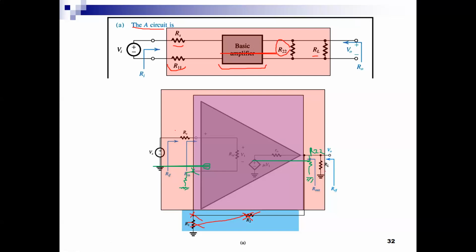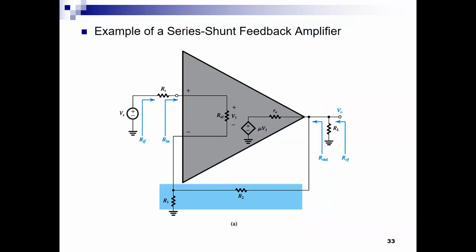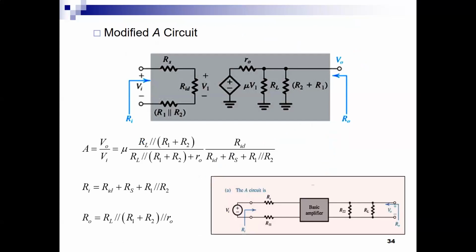Question: where did we put R22 or where did we put R11? Is it clear what the modified A block is now? Now I have a modified A block, which is the amplifier with R22 and R11 added. We can study this big amplifier by first studying the modified A circuit. Let's look at the modified A circuit. I simplified this modified A circuit for me.